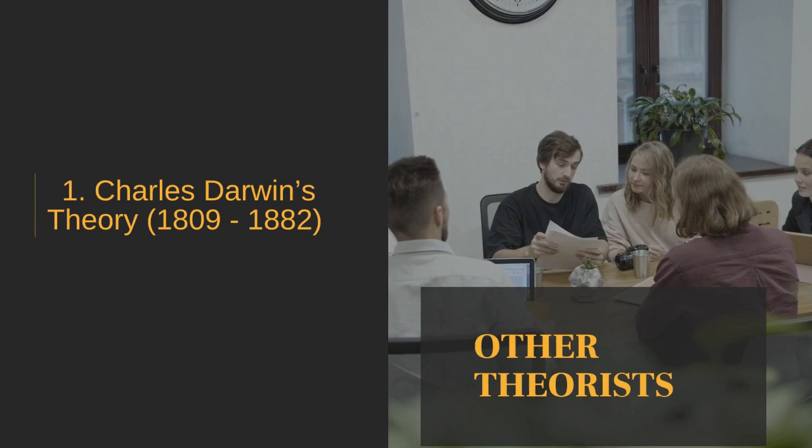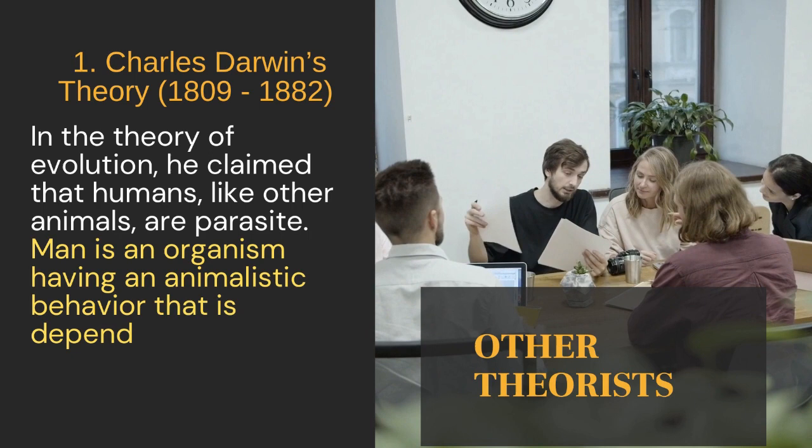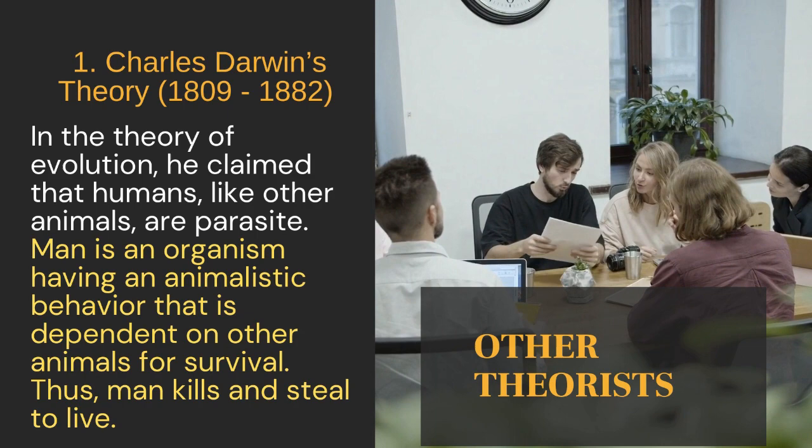Other theorists. 1. Charles Darwin's theory, 1809-1882. In the theory of evolution, he claimed that humans, like other animals, are parasites. Man is an organism having an animalistic behavior that is dependent on other animals for survival. Thus, man kills and steals to live.